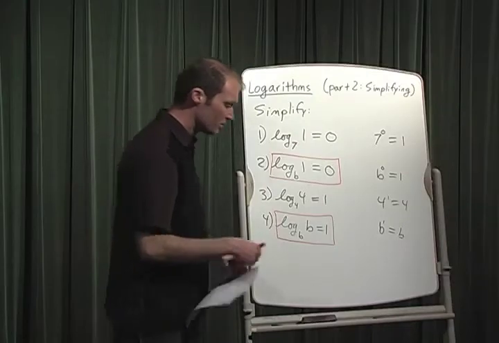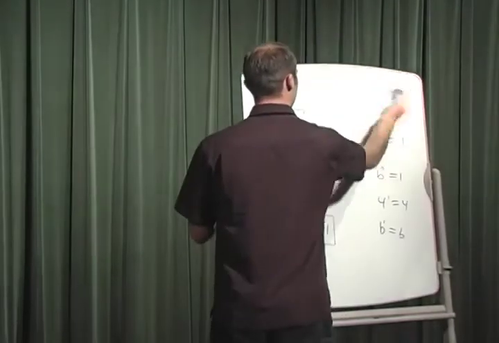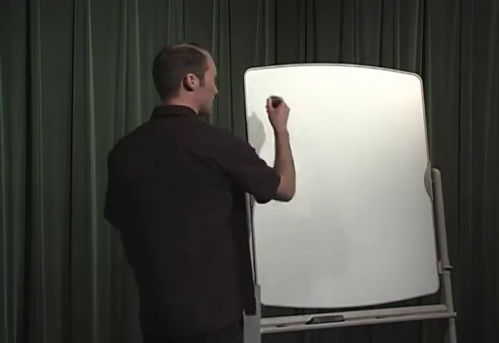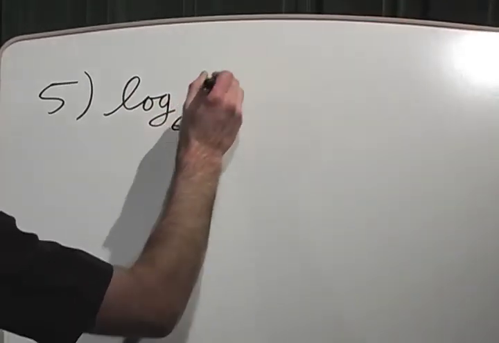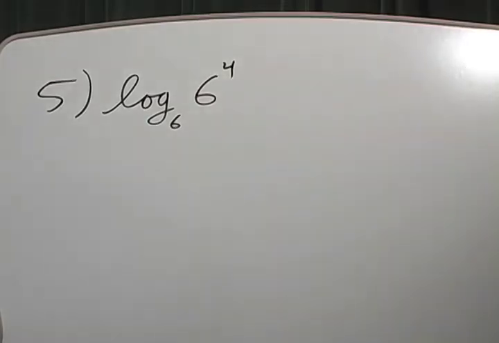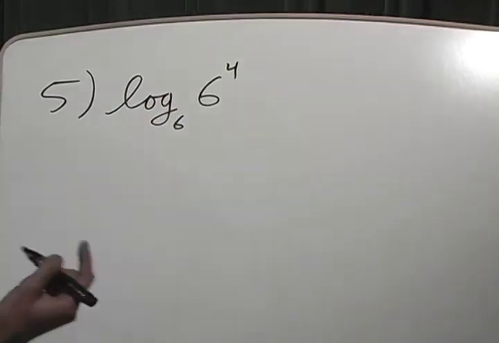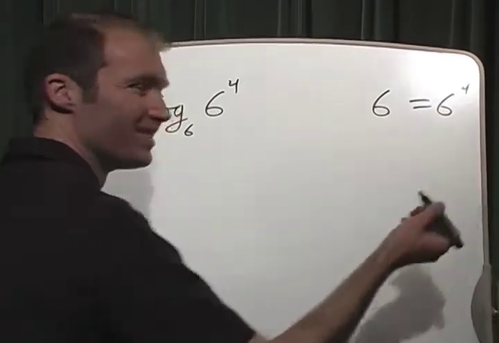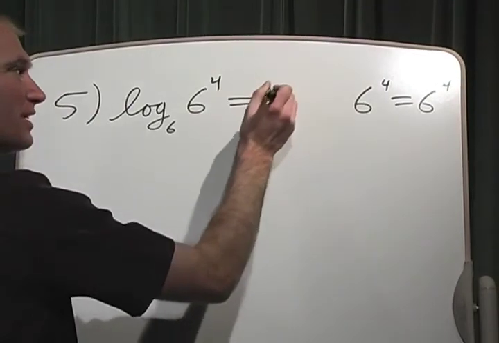Now, let me clear off some board space so that I could get to our final few problems. Well, let's suppose that we had the following problem. I want to simplify log base 6 of 6 to the 4th power. Now, this is asking the question, 6 to what power gives me 6 to the 4th? Well, the answer is 4. 6 to the 4th power gives me 6 to the 4th power.